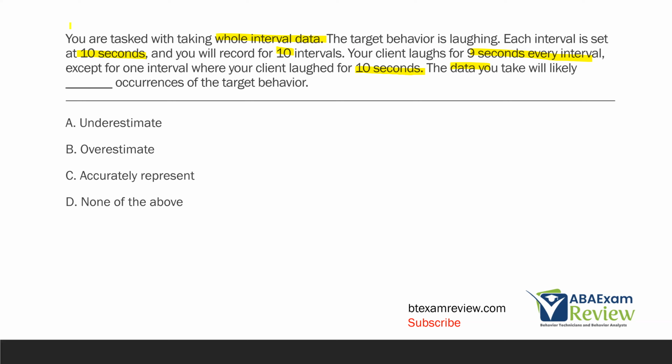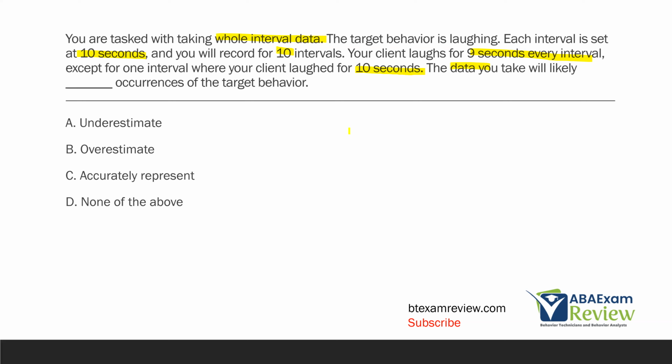So the data is very likely going to underestimate occurrences of target behavior. It's not going to overestimate. It's not saying it's happening more than what actually happened. The data are indicating it's happening less than what actually happened. And that's what we call underestimating occurrences.